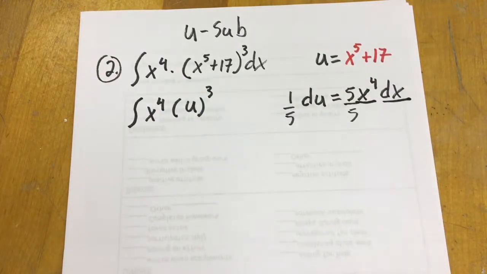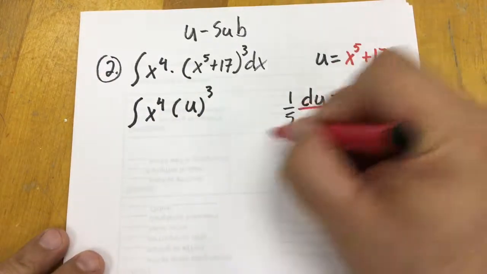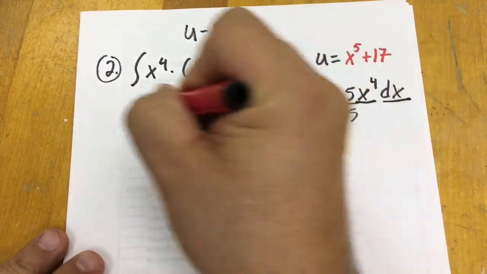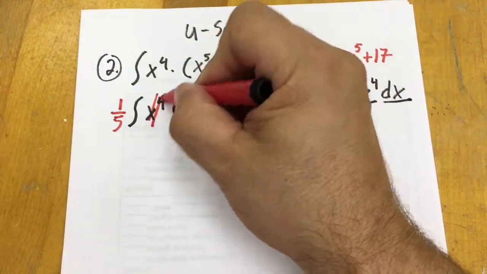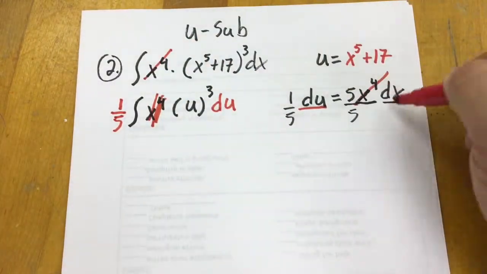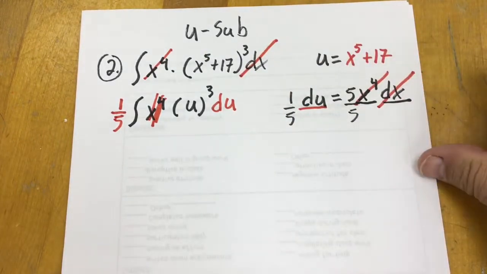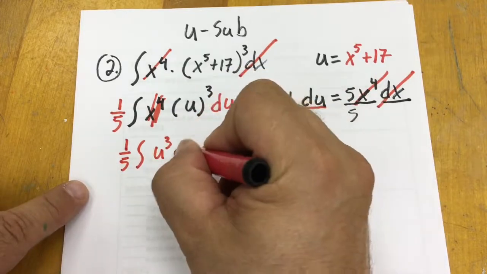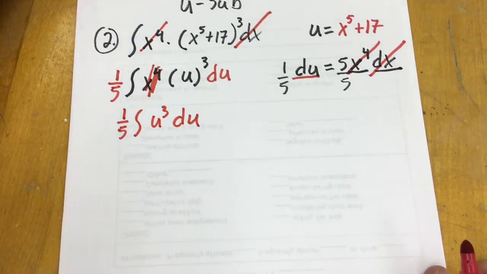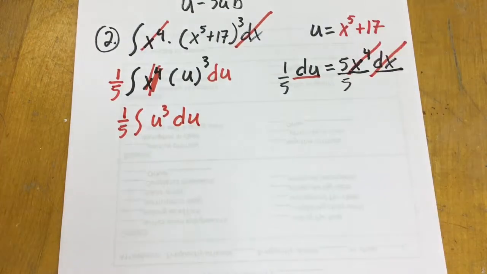So now I have to take this 1/5 du and bring it over here. Du, and oftentimes we put the 1/5 out front. And I don't really need that x to the 4th. It was canceled out with the dx there. So that just leaves me 1/5 of the integral of u cubed du. Now, I can find the antiderivative of that and then substitute that back in.